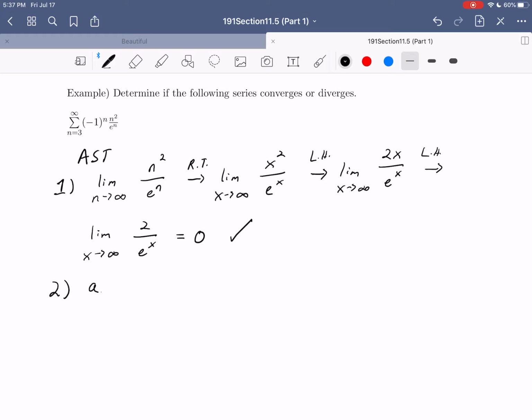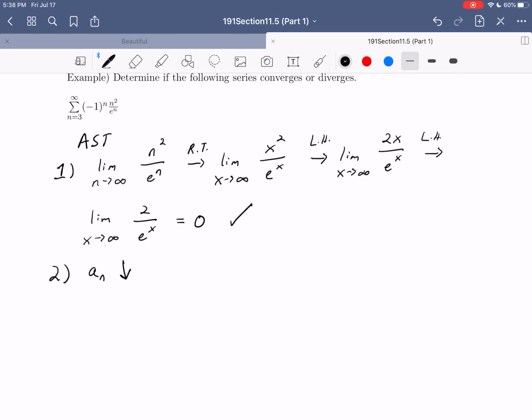For condition 2, we need to know if a_n is strictly decreasing. Unfortunately, we can't just say it's a number over something that gets larger, because the n squared is also getting larger. It's going like 9, 16, 25, 36, and so on. So both of these are going up faster and faster. So we have to look at the derivative.